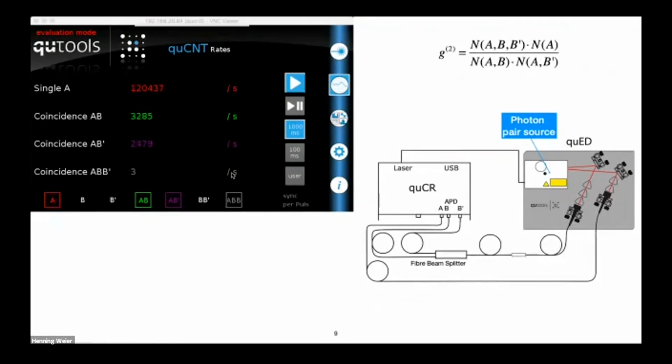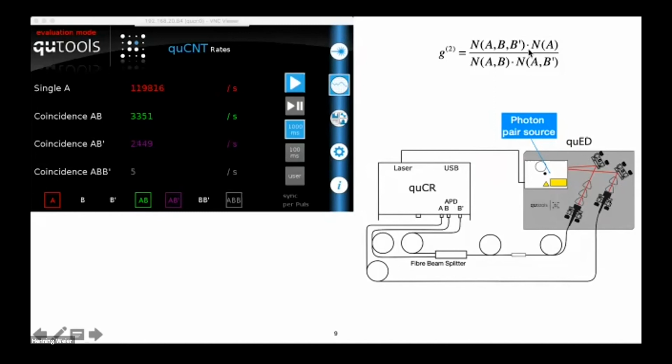So we have the G2 function on the upper right-hand side here, the second order degree of coherence. There are lots of names for this. And so we have these threefold coincidences, right? These are the ones that you can see here. And we have the singles in detector A here. And we have twofold coincidences between channel A and B. These are these numbers. And we have twofold coincidences between channel A and B prime.